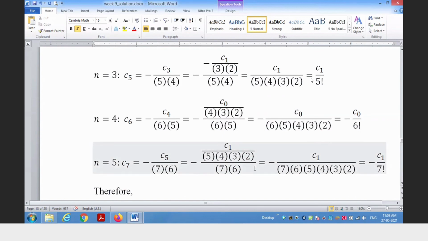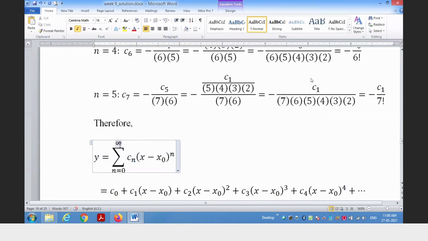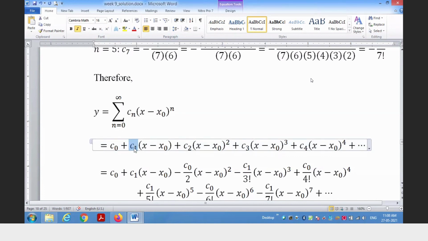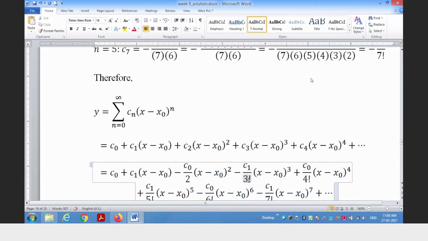Next step, we expand this term, so this becomes c naught plus c1 (x minus x naught). We expand this term, and now you start replacing all the coefficients. c naught remains as it is, c1 remains as it is, because everything depends on c naught and c1. And then c2 depends on c naught, equal to minus c naught over 2. c3 equals minus c1 over 3 factorial. This one equals 2 factorial.